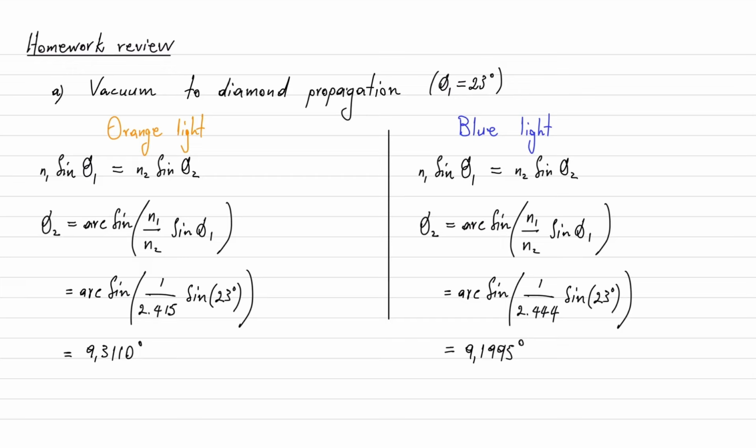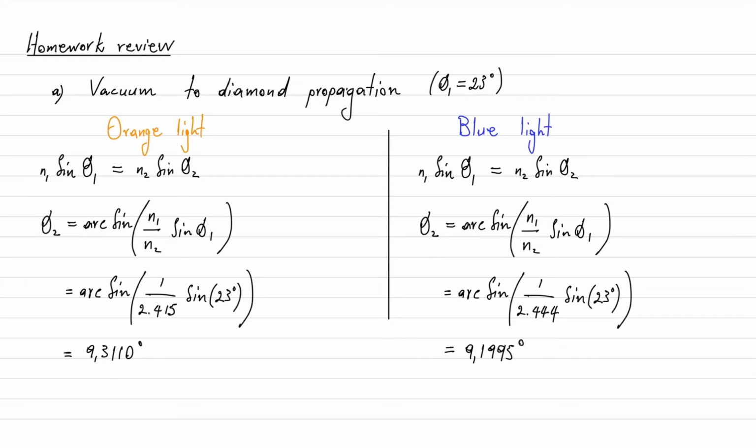By using the supplied information in our previous lecture, we could determine what the angle of refraction would be when an orange light beam propagates from the vacuum to diamond. When we plugged in the numbers, what we obtained was that the angle of refraction for the orange light is 9.3110 degrees. Performing the same calculation for blue light, moving from a vacuum to a diamond medium, if its incident angle is 23 degrees, you'll find that its angle of refraction will be 9.1995. Notice that the orange light has a larger angle of refraction than does blue light.